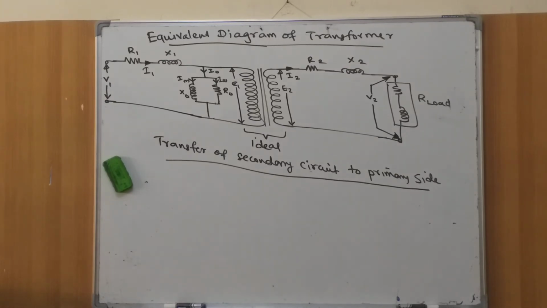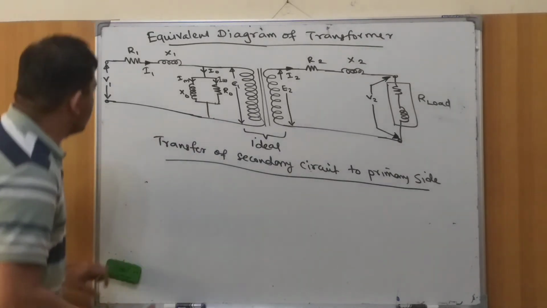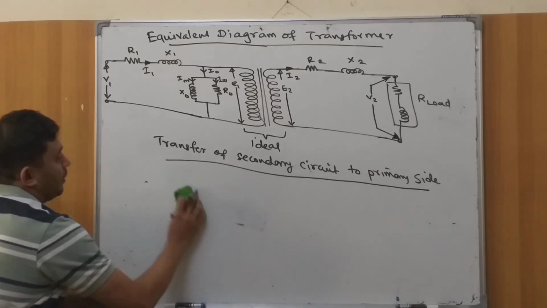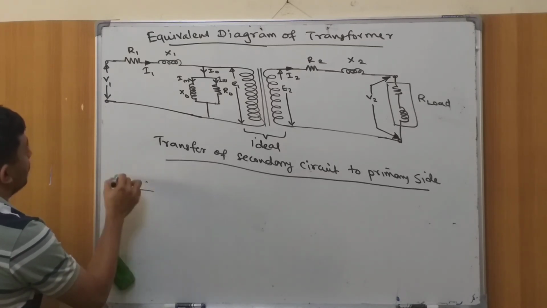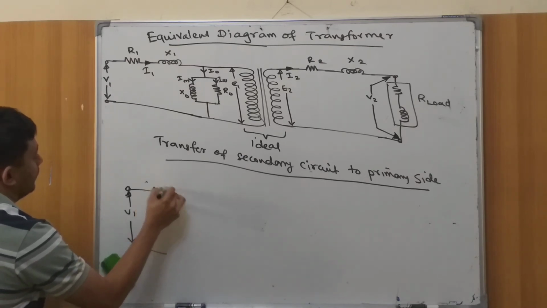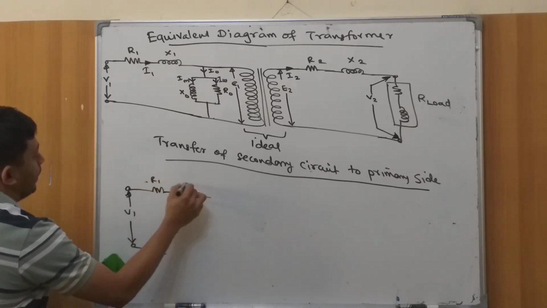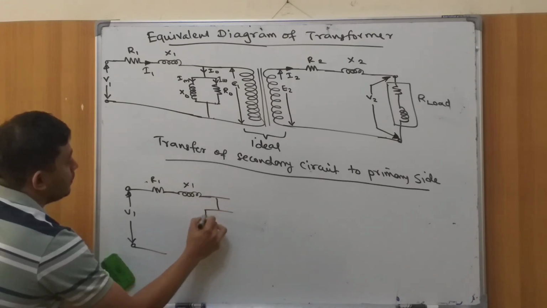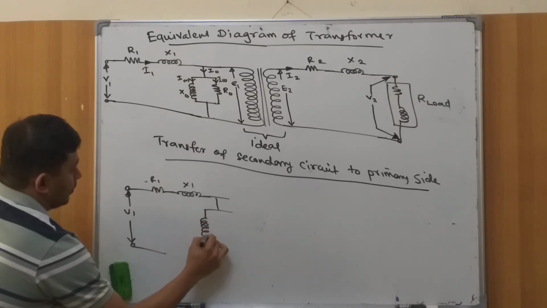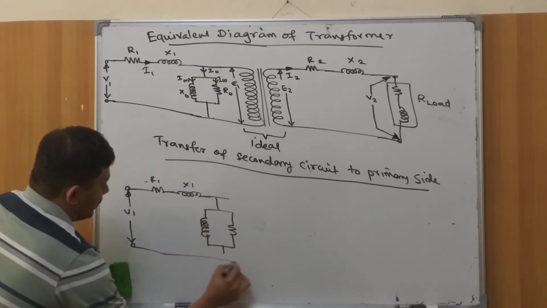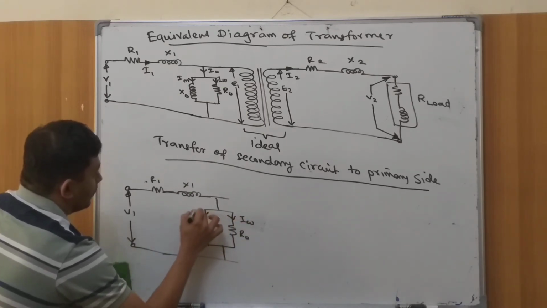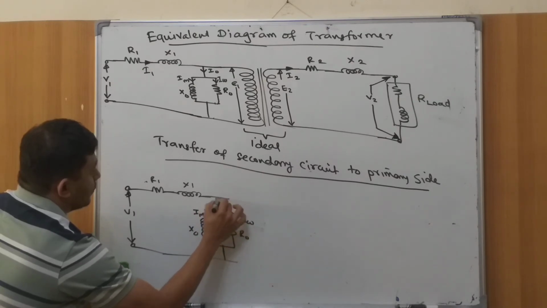Transfer of the secondary circuit to the primary side. So this is what we have done. We can start from the input side. We have V1 here, then we have R1, we have X1, we have an inductor part here and a resistor part here. There is no change of these parameters, as we have seen before: IW, IM, I0.